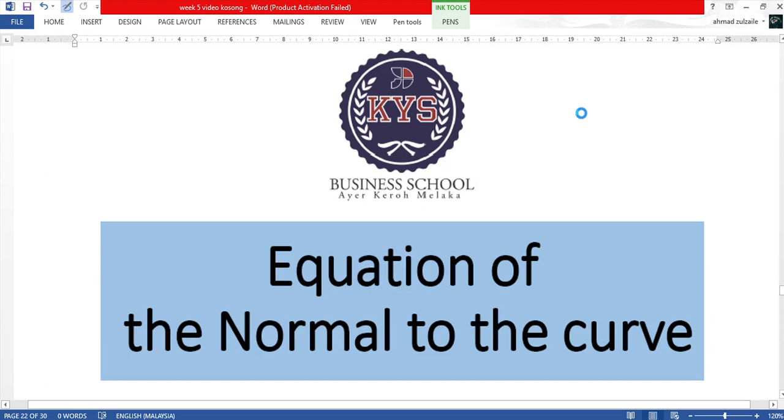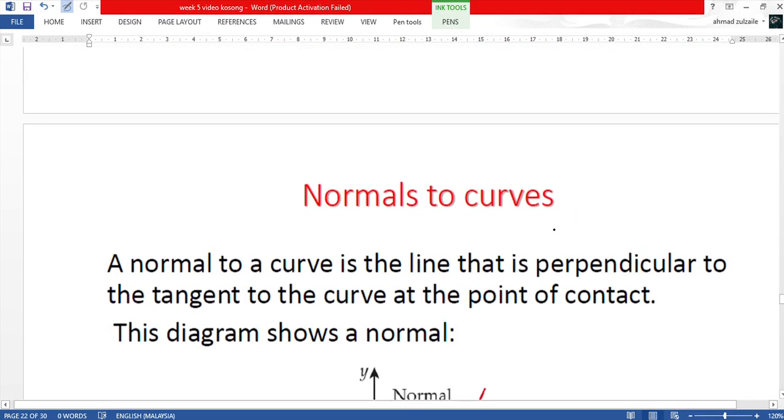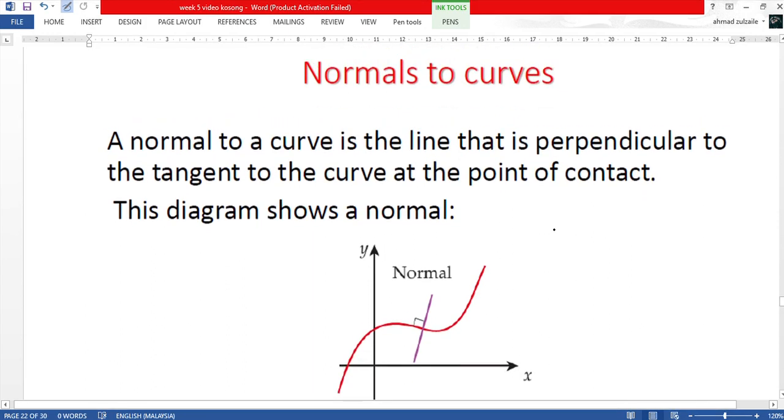Okay, so now equation of normal. Equation of normal is very simple actually. The normal to a curve is the line that is perpendicular to the tangent. This is the keyword. Perpendicular to the tangent to the curve at the point of contact. Okay, based on this diagram, let's say this is your curve. Along the curve there are so many tangents.